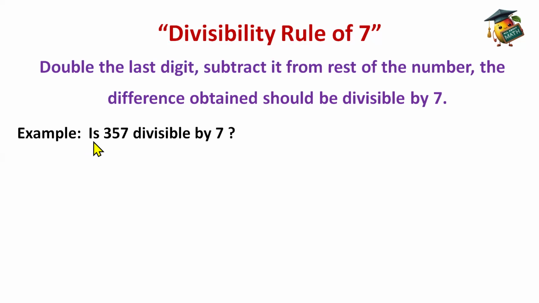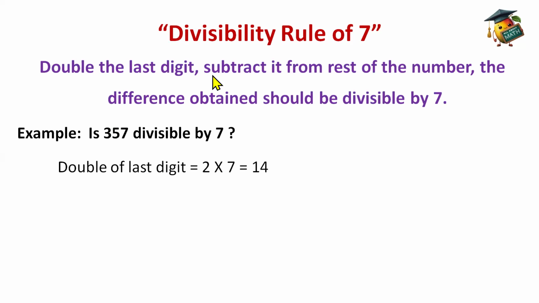We have this example, that is, is 357 divisible by 7? We have to check this. So what is the first step? Double the last digit. It means we need to twice the last digit. Last digit is 7 here. So we'll double it. 2 sevens are 14. So double of the last digit is 2 multiply 7, 14. So why did I write 2 here? Because the word double is here.